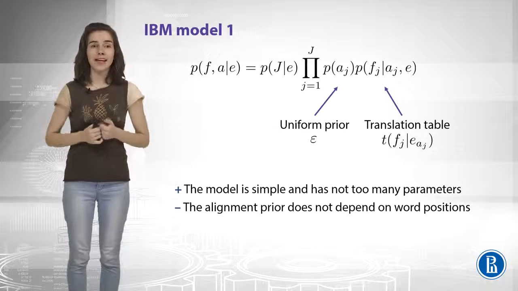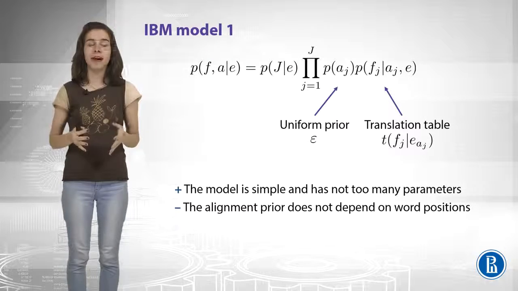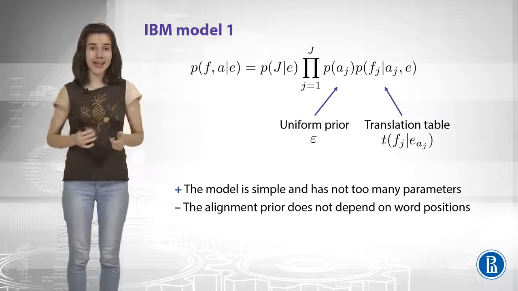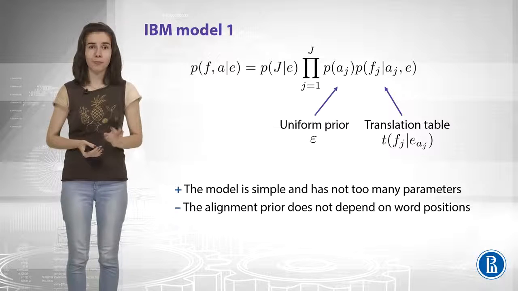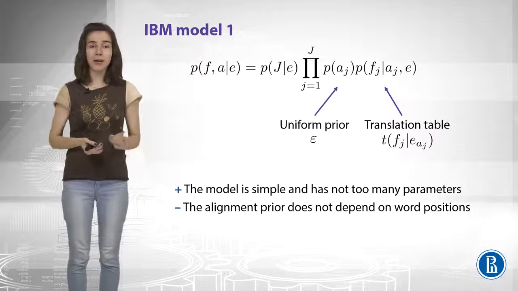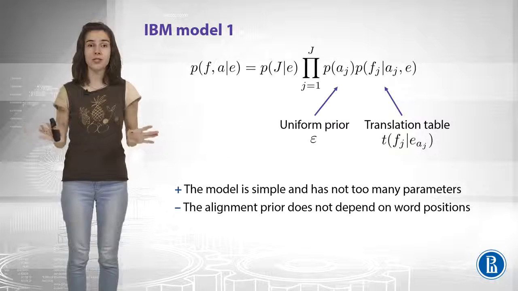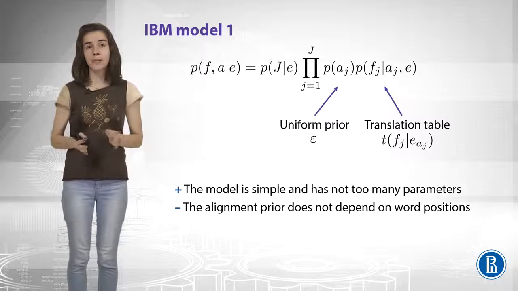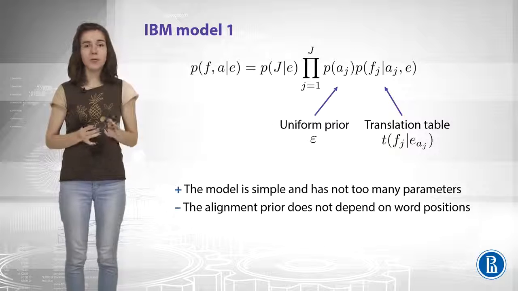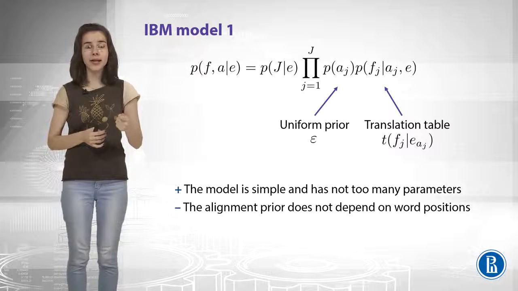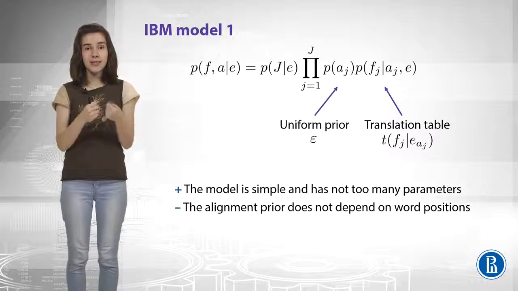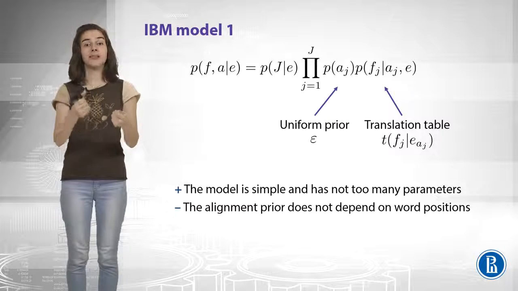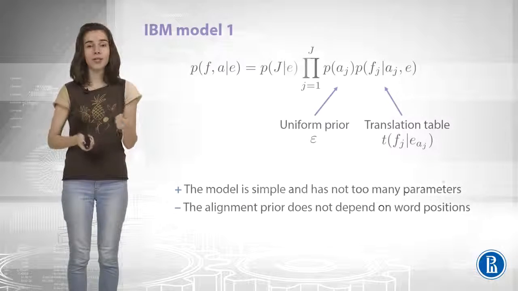The first IBM model is the first attempt to simplify this generative story. So what it says is, let us forget about the priors for word alignments. Let us have just a uniform prior. And this prior will know nothing about the positions, but it will have just one constant to tune, so this is awesome. Now, the translation table will also be very simple. So we will say that the probability to generate the word, given that it is aligned to some source word, is just the translation probability of that word given the source word, right? So how does that look like?